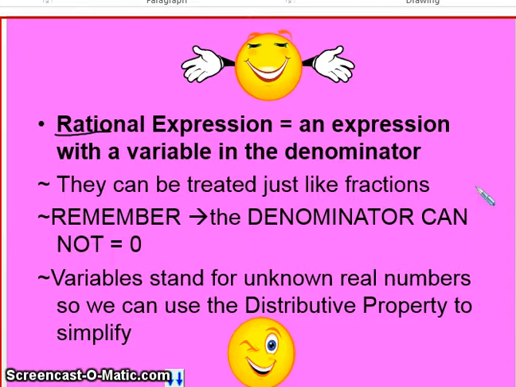Remember, the denominator cannot equal 0. So whenever we simplify a rational expression, we need to qualify our answer with the fact that the denominator cannot equal 0. So at the end we'll have to put something like x does not equal 0 and y does not equal 0 or something like that. And variables stand for unknown real numbers, so we can still use all the properties of real numbers, including the distributive property, to simplify them.